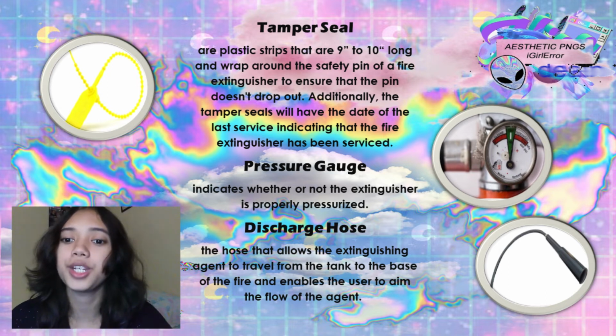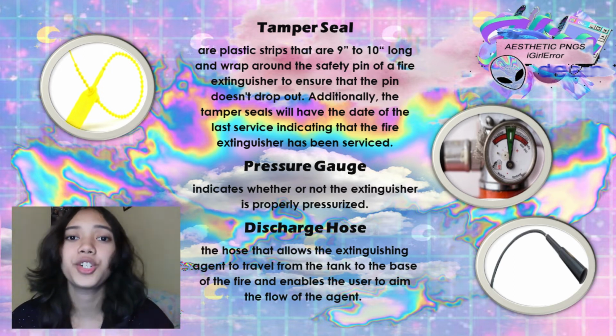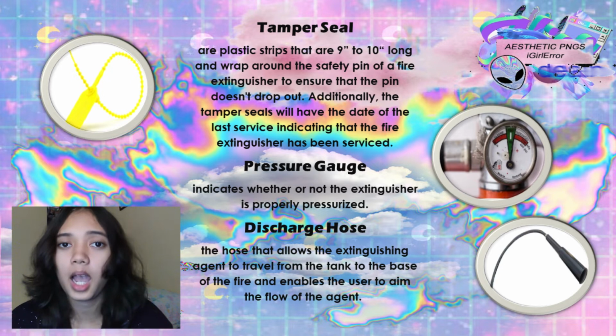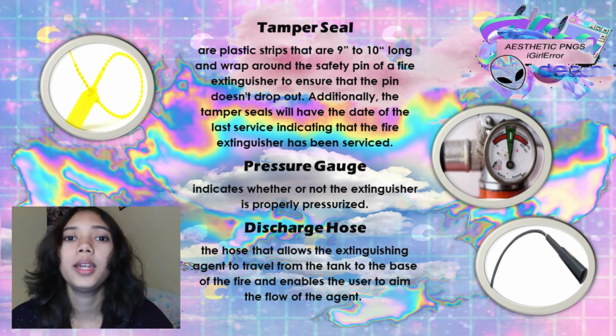Next is the pressure gauge. It indicates whether or not the extinguisher is properly pressurized. The pressure gauge is connected to the exterior valve portion. So, it shows whether it has the correct pressure. If the gauge arrow is on the green, it means it is charged. If the gauge arrow is on the left, it means it is not charged, and it will not operate properly. If the gauge arrow is on the right, it means overcharged, and there is a risk of explosion.